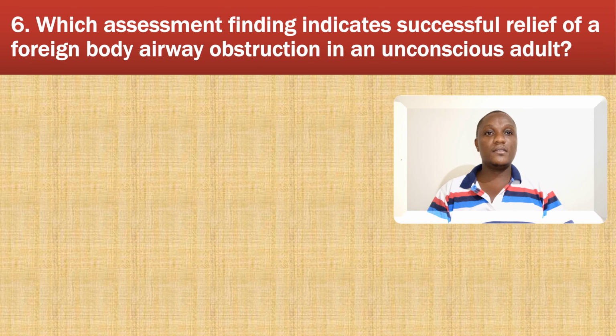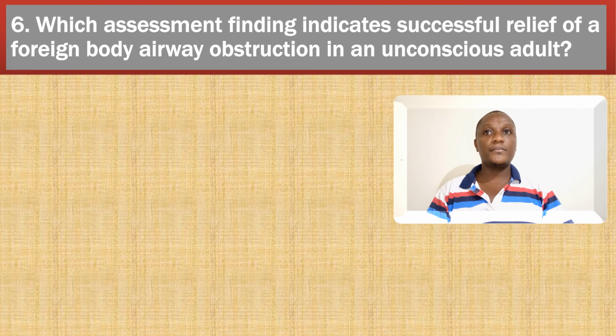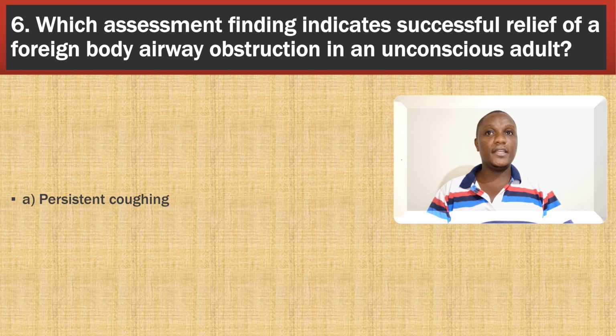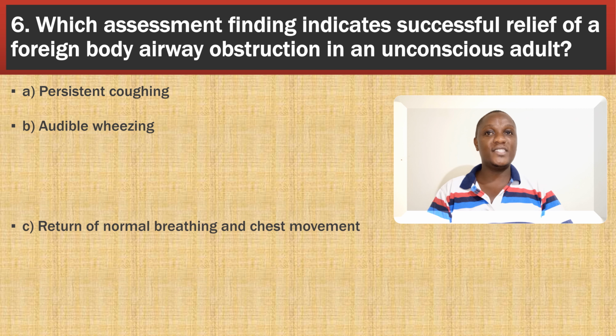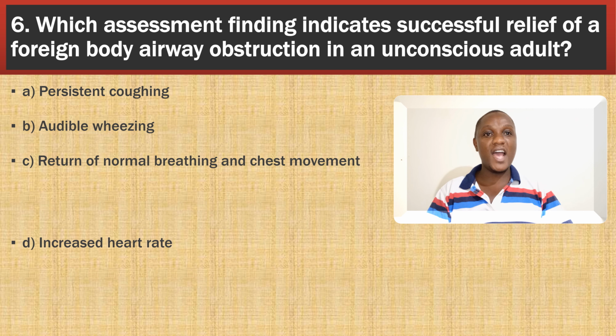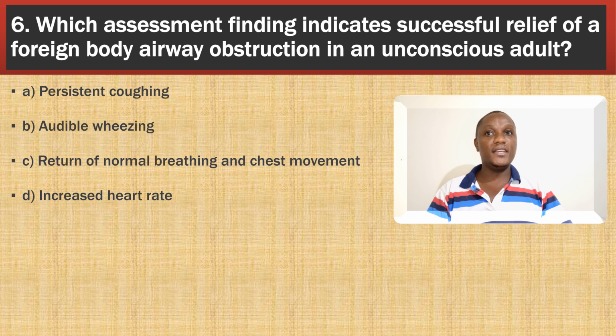Question 6. Which assessment finding indicates successful relief of a foreign body airway obstruction in an unconscious adult? A. Persistent coughing. B. Audible wheezing. C. Return of normal breathing and chest movement. D. Increased heart rate. Pick your answer.